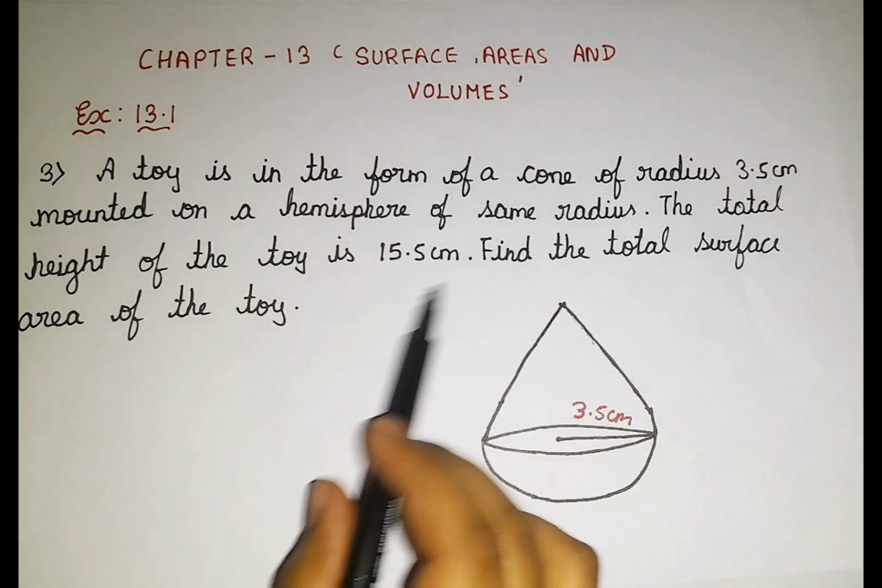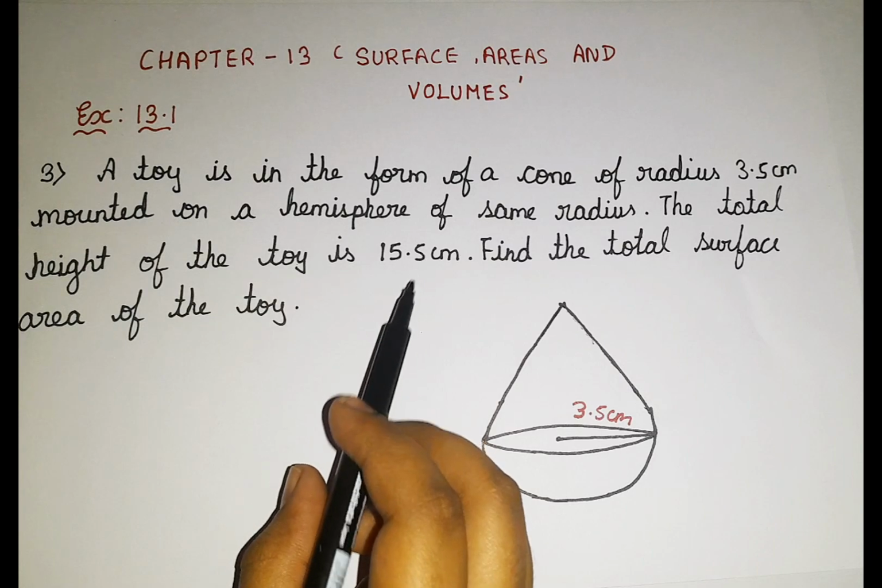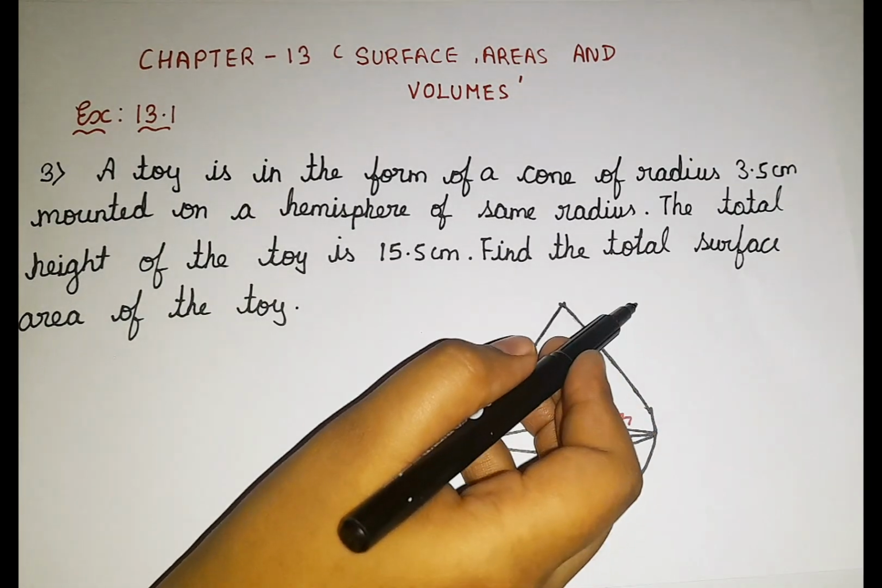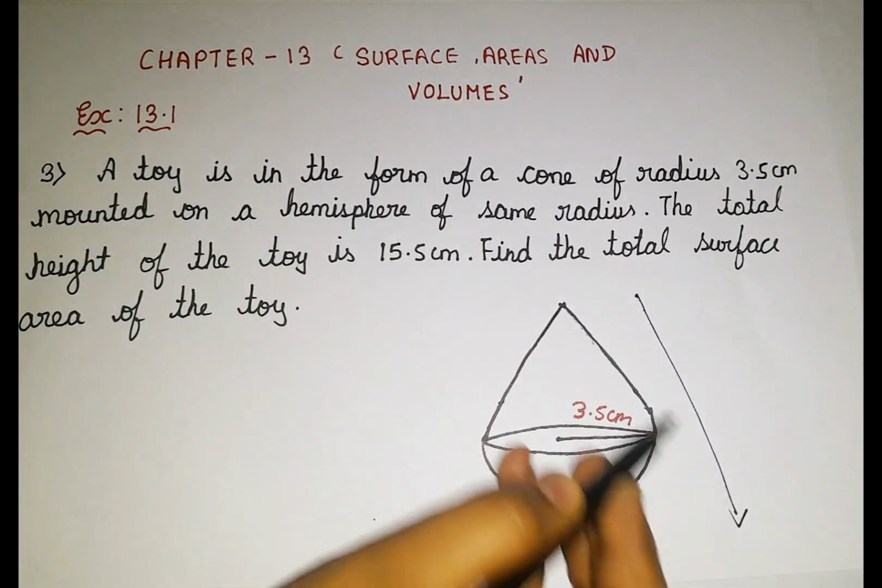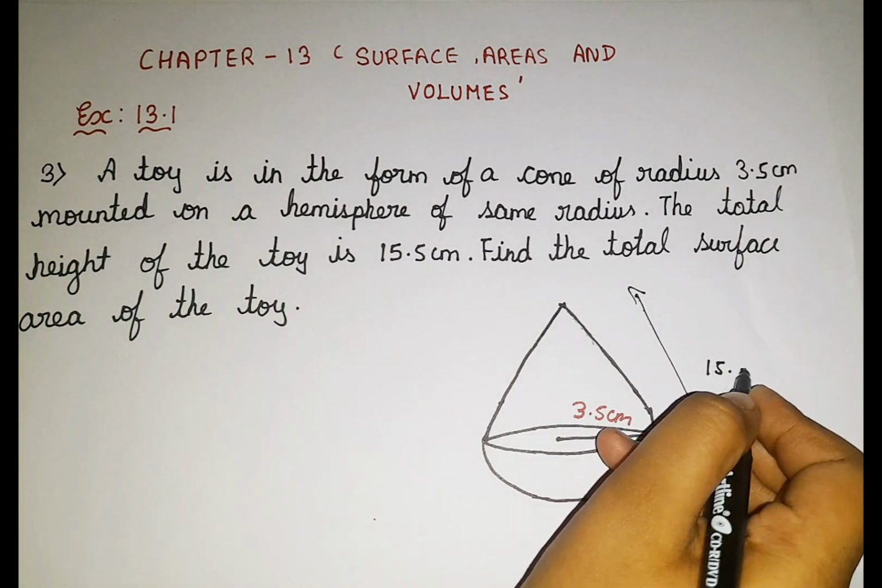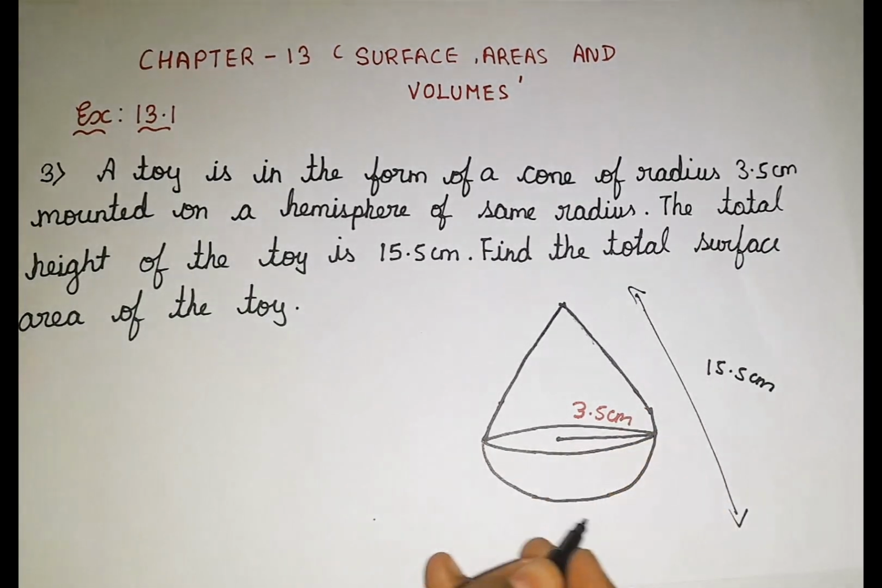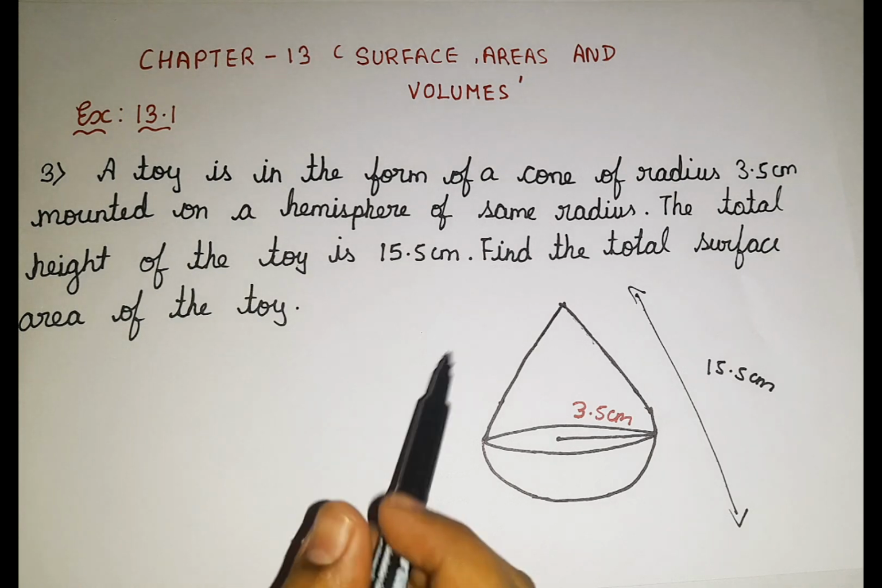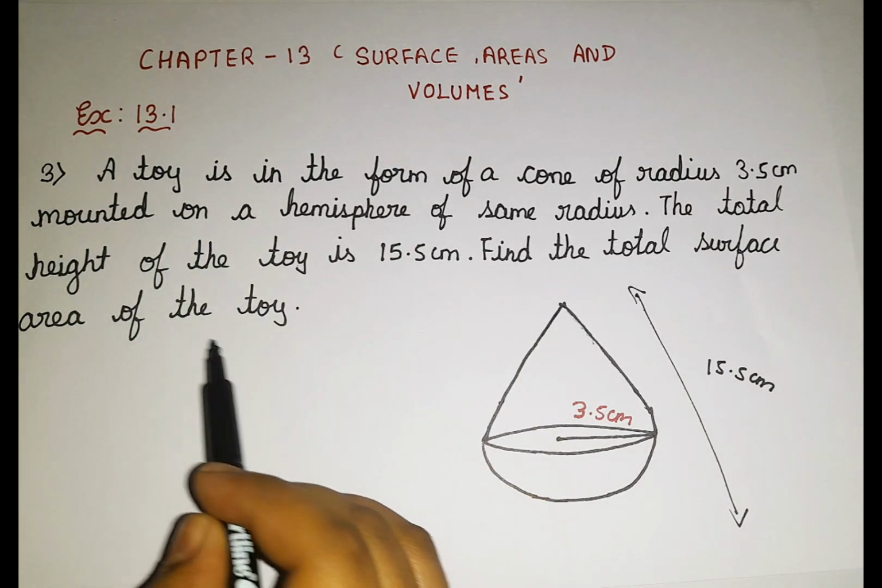The total height of the toy is 15.5 cm. Total height means this one. So that is 15.5 cm. Total height is 15.5 cm. Find the total surface area of the toy.